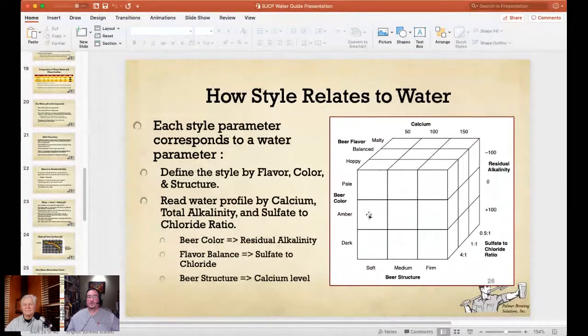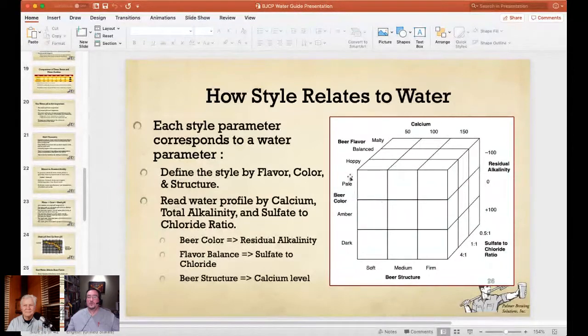For zero residual alkalinity, light, amber colored specialty malts are going to provide enough acidity to help bring us down to our target range. For pale beers, with essentially an alkaline grain bill, we're going to use the residual alkalinity of the water, the extra hardness, to help us hit our target range. So that's how beer color and residual alkalinity relate.